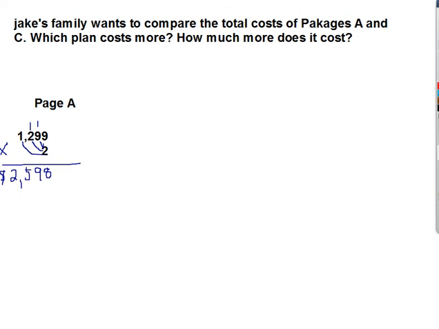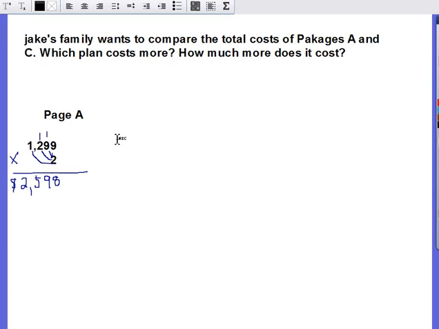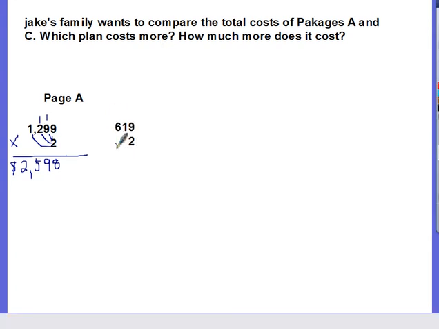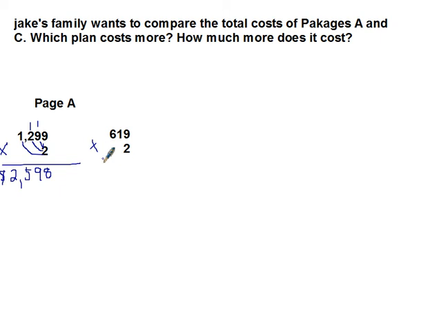Now I'm going to come and do the children. And the children in package A was 619. So I'm going to take that times 2 because there are 2 kids. Okay, so if I go here, 9 times 2 is 18, 2 times 1 is 2, plus 1 is 3, okay, and then 6 times 2 is 12, okay, so I'm going to have 1,238 for the kids for package A.